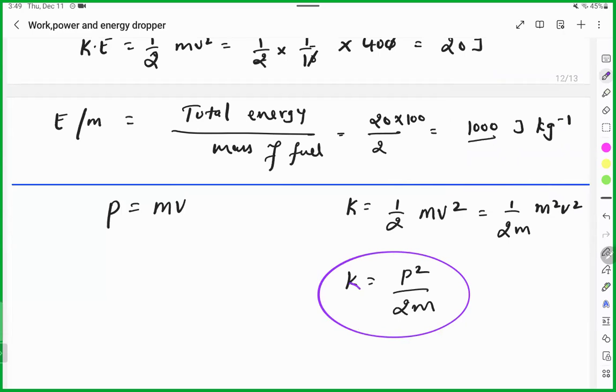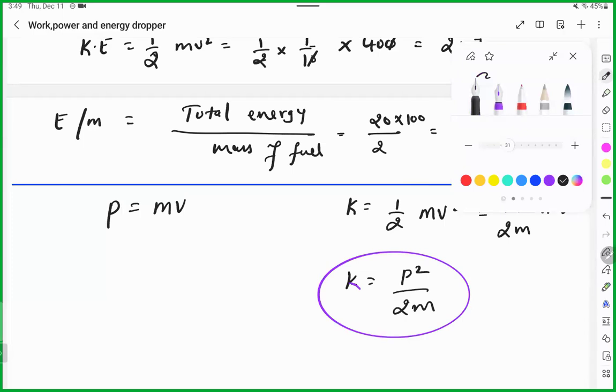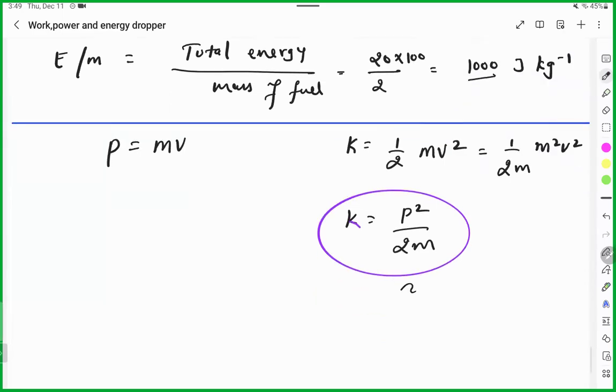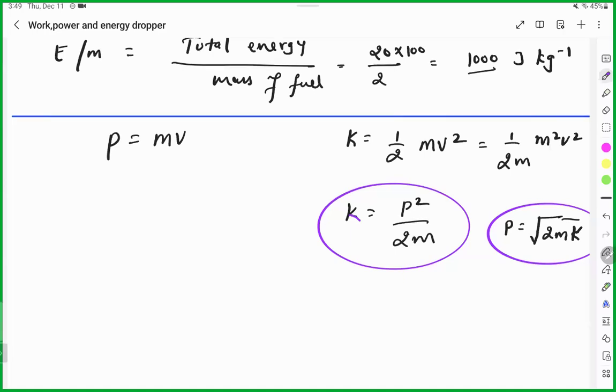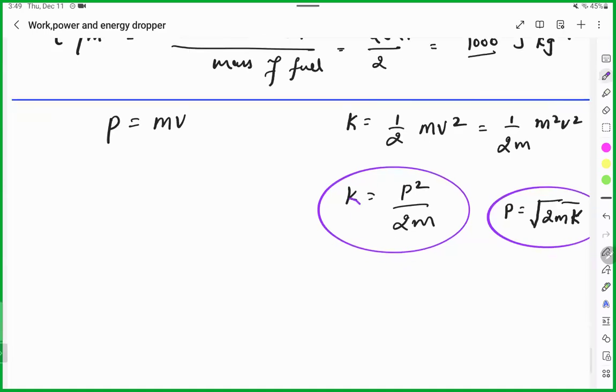And this is the relationship. If it is asked in the p form, it will go to the other side. So p will be equal to under root 2mK. And you use the same thing in the dual nature of matter, the de Broglie wavelength. When you calculate, you use the same thing there also. So there are different ways you can correlate it.